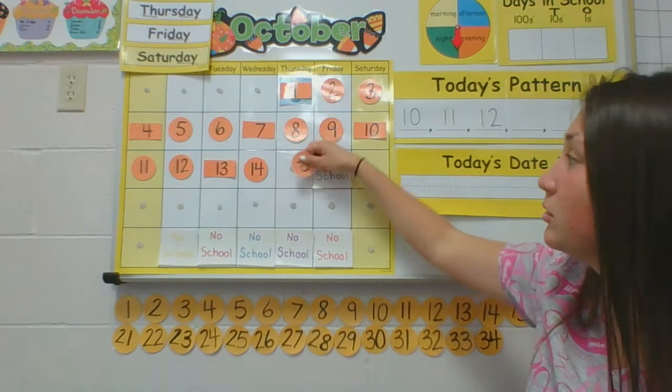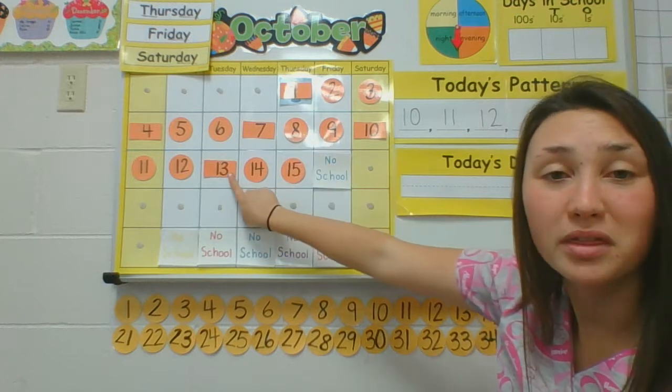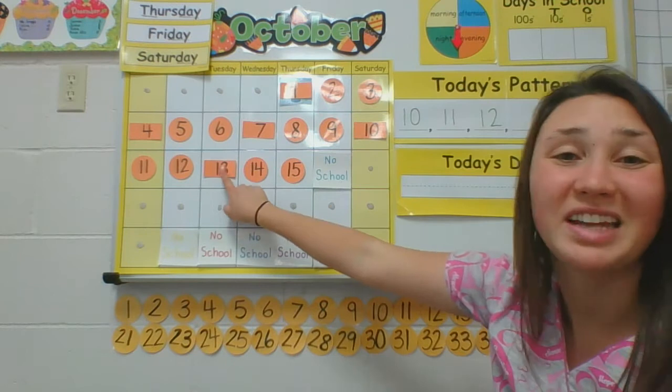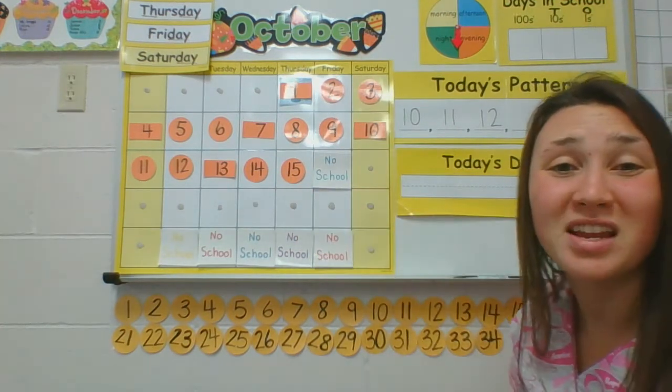This is an ABB pattern, right? Where it has one thing and then two of another. A, B, B: rectangle, circle, circle. All right, so we're up to October 15th.